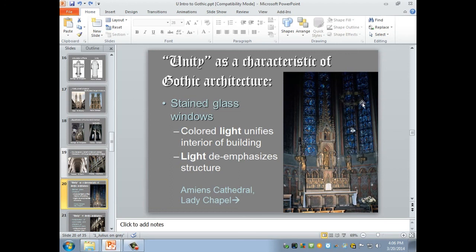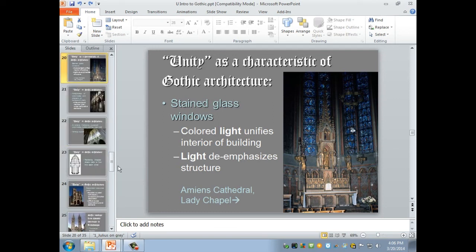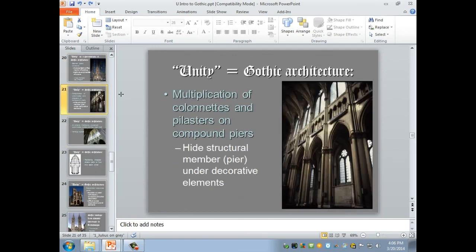Here we are looking at that plan again, the idea of the radiating. This is a plan of Amiens Cathedral, where the radiating chapels share the walls. They flow into one another. You can find the transept, but it's only one bay different than the width of the building itself. So the transept seems to have been absorbed into the building.